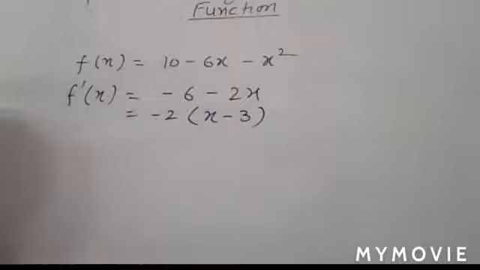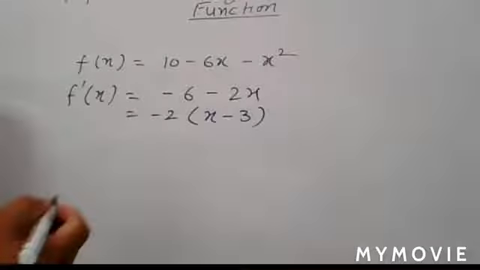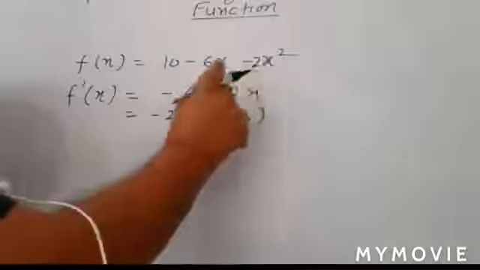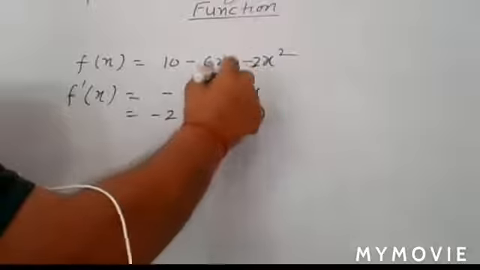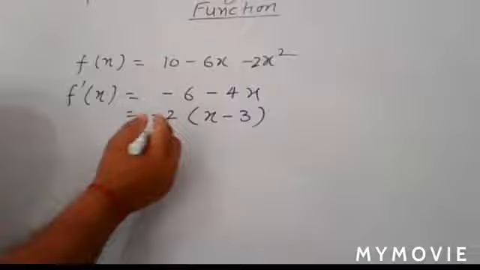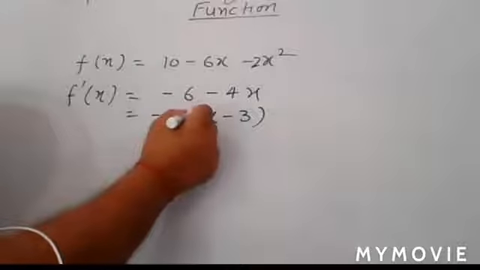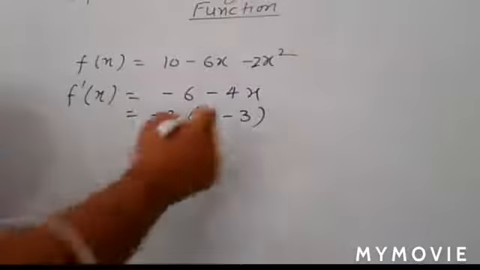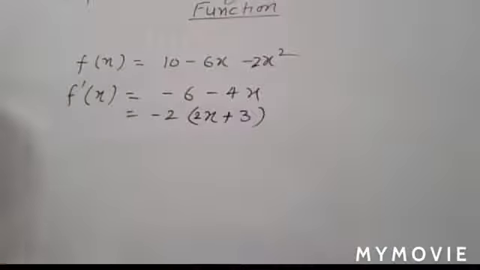Oh, sorry beta, I gave you the wrong question. Correct it: 2x square is there, and here you have 4x. So here you can take minus 2 common, so you have 2x minus 3. Sorry, after factorizing, it is 2x plus 3.